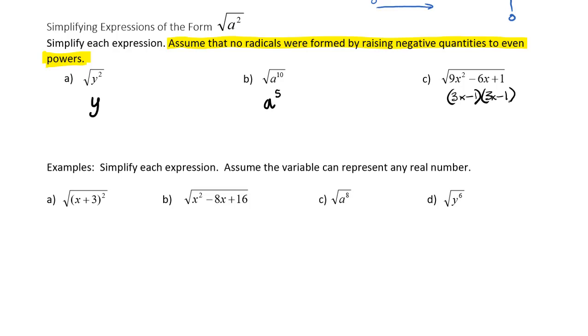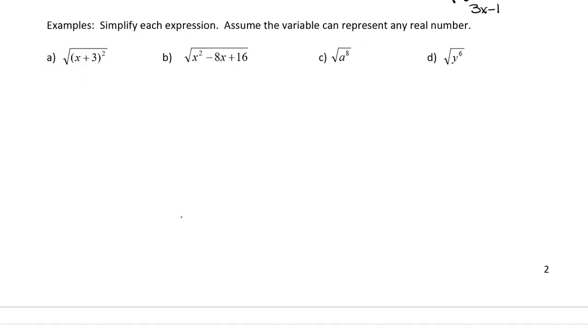Notice that this has two binomial factors that match, and so I will have the square root of 3x minus 1 quantity squared. This will give me just 3x minus 1. These are all positive answers. Here are some more examples. And here is an example also of what it would look like if we don't assume we just want the principal square root. We could have plus or minus.